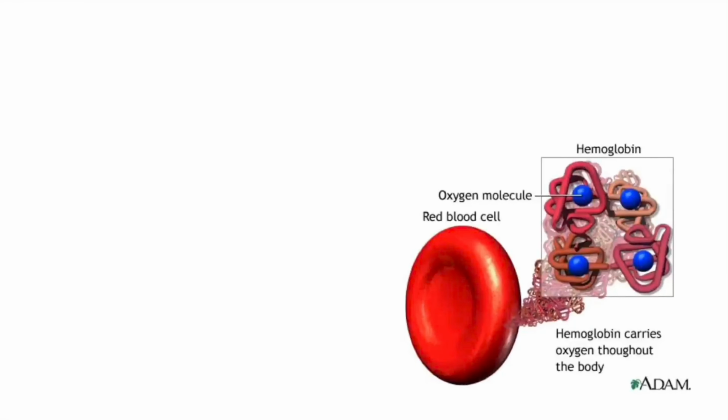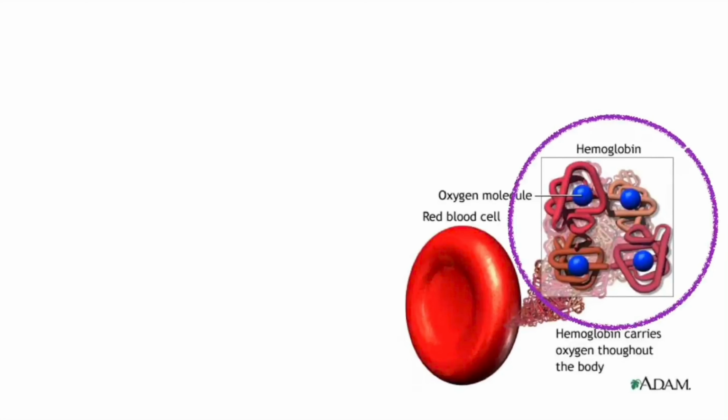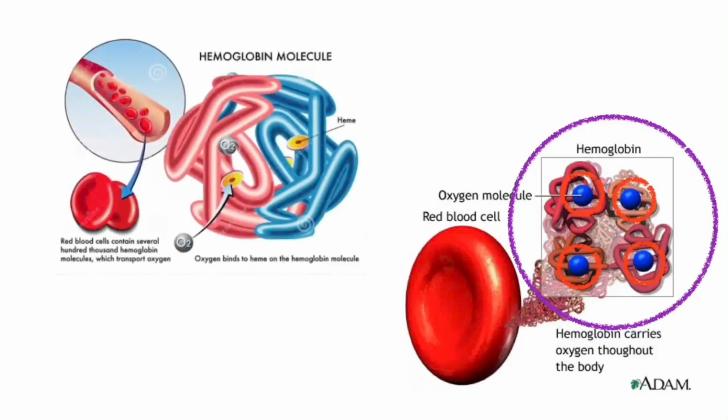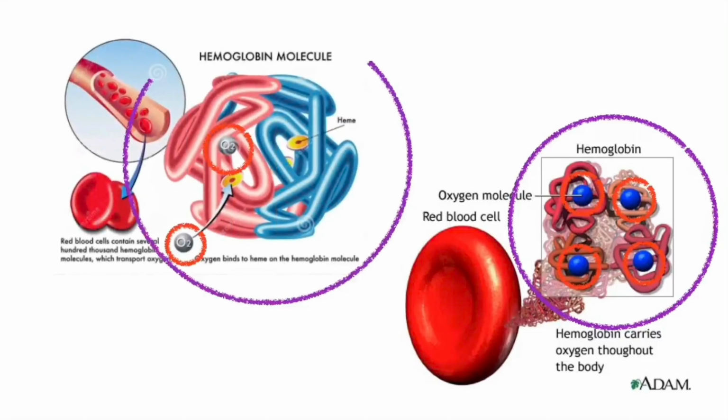Red blood cells contain several hundred hemoglobin molecules which transport oxygen. As you see here, this is a hemoglobin molecule to which oxygen molecules are bound for them to be transported all over the body. And this diagram shows us how oxygen binds to the heme component of hemoglobin.